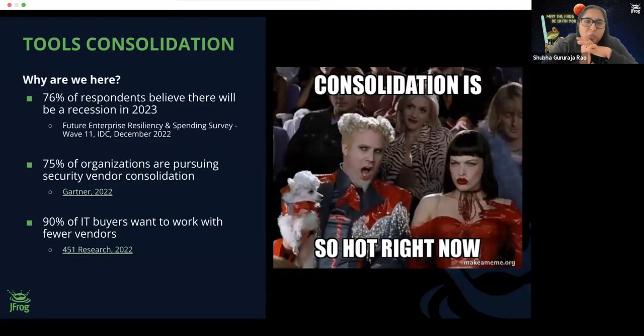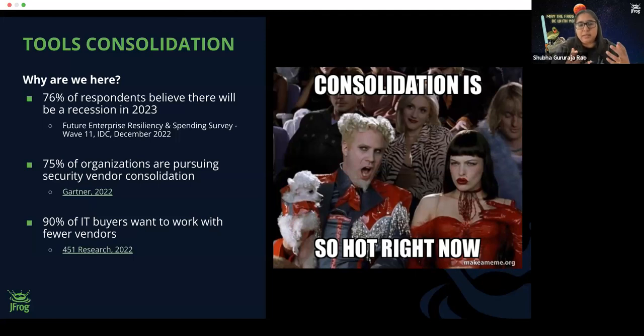So while we're here, tools consolidation is definitely one of the buzzwords that's been discussed in many organizations across different levels, right? There is a lot of uncertainty in the market regarding the recession. There are still layoffs happening, right? And in one of the IDC reports that was actually released in December of 2022, 76% of the respondents said that 2023 would be a recession year.